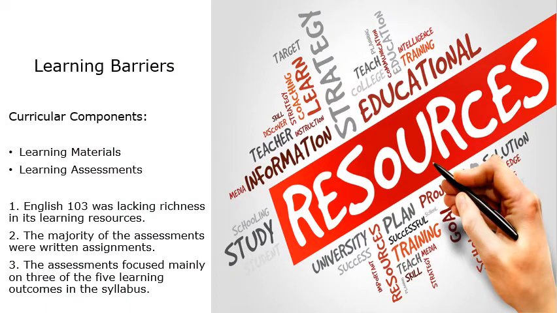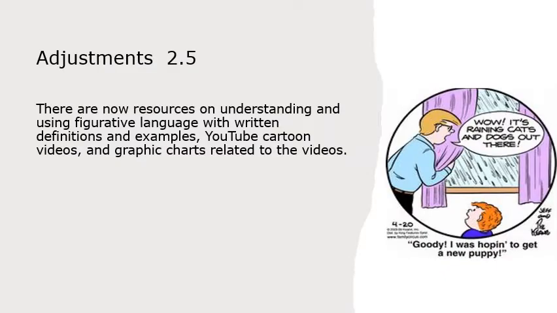In order to make meaningful changes, identifying any curricular components creating learning barriers was necessary. In this case, in English 103, there was a lack of resources, the majority of the assessments were written, and the assessments focused mainly on just 3 of the 5 learning outcomes. Guided by checkpoint 2.5, there are now resources on understanding and using figurative language with written definitions and examples, YouTube cartoon videos, and graphic charts related to the videos.